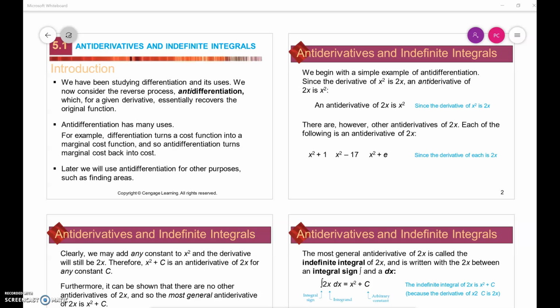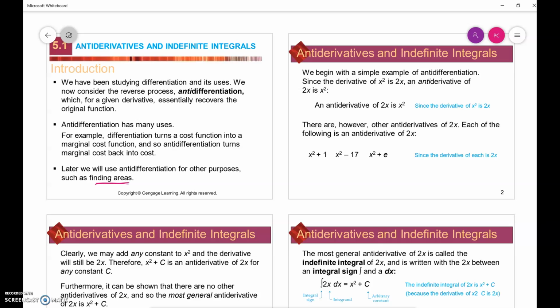For a given derivative, this essentially recovers the original function. Anti-differentiation has many uses. For example, differentiation turns a cost function into a marginal cost function, so anti-differentiation turns that marginal cost back into the cost function. And we're going to look at other purposes for anti-differentiation. We won't cover finding areas in this course, but it is in your book, section 5.4. We're actually going to stop at 5.3 for this course. All right, so let's keep going.